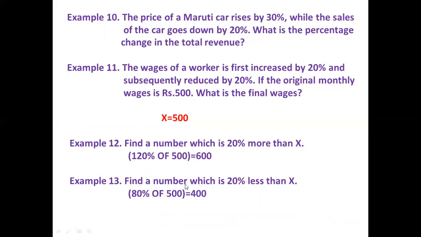In the same way, if they ask you to find a number which is 20% less than x, you can simply find 80%. Why 80%? Because percentage is always considered in 100, and 100 minus 20 is 80. So you directly find 80% of 500, that will come up to 400.